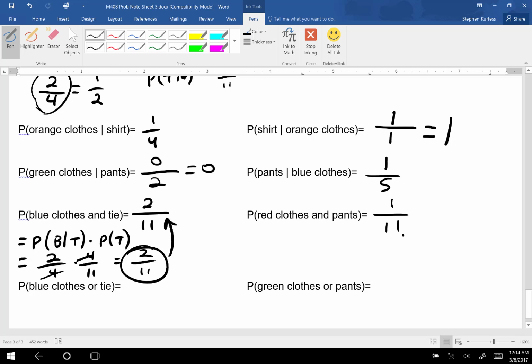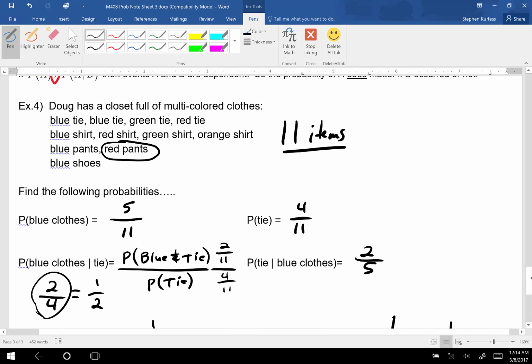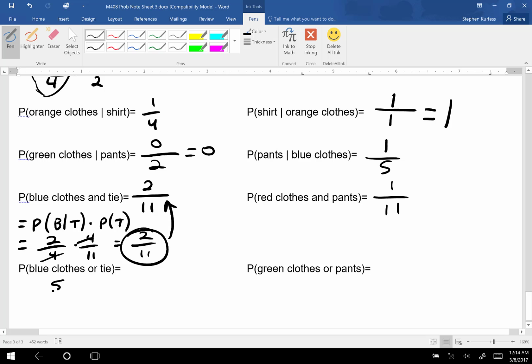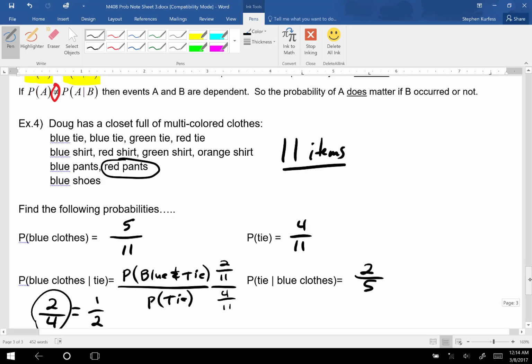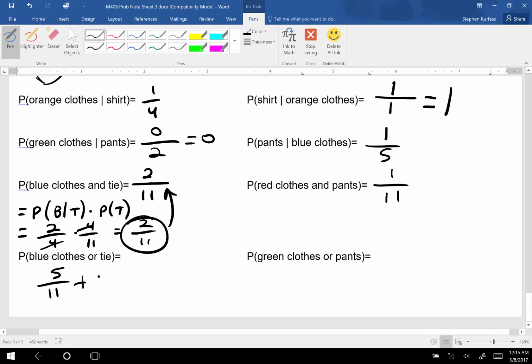Okay. Now we got or. All right, so that's interesting. What's the probability of picking blue clothes or a tie? So in other words, I can pick blue clothes. How many blue clothes are there? So again, going back to here, how many blue clothes are there? Well, we said there are 5. So 5 11ths. Let's write that in here. 5 11ths. And what's the probability of picking a tie? How many ties are there? 1, 2, 3, 4 out of 11. Okay. So remember, this is from the first day of probability. So 4 out of 11.